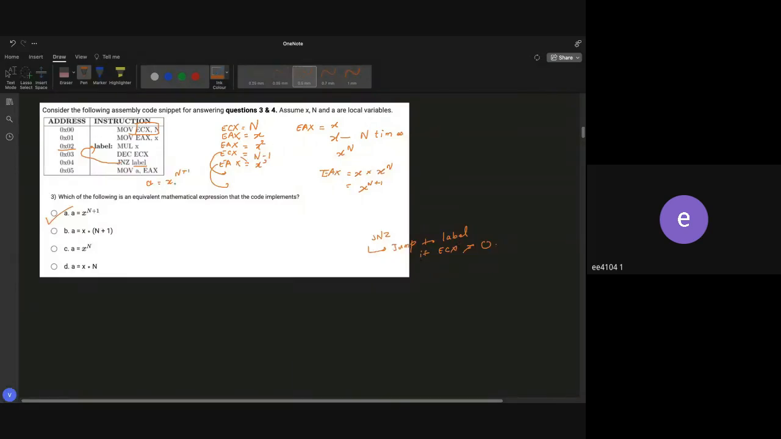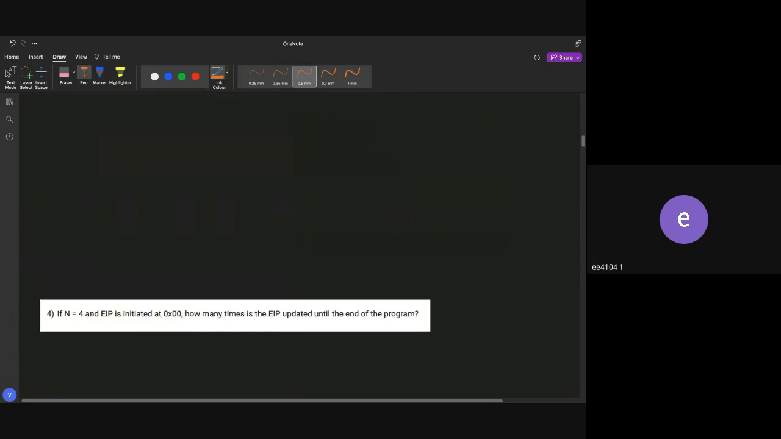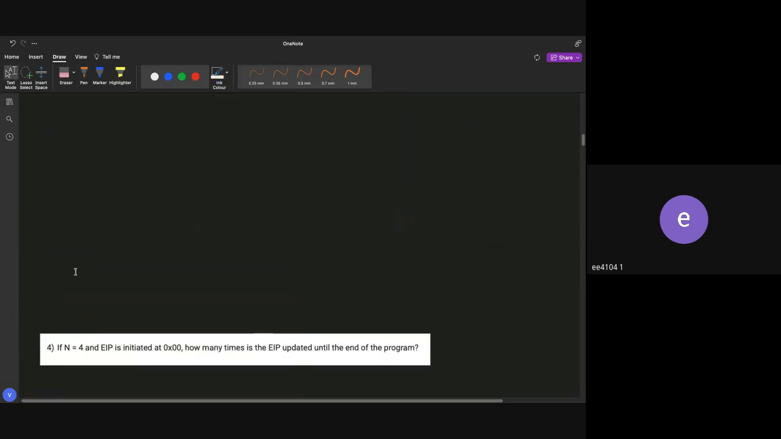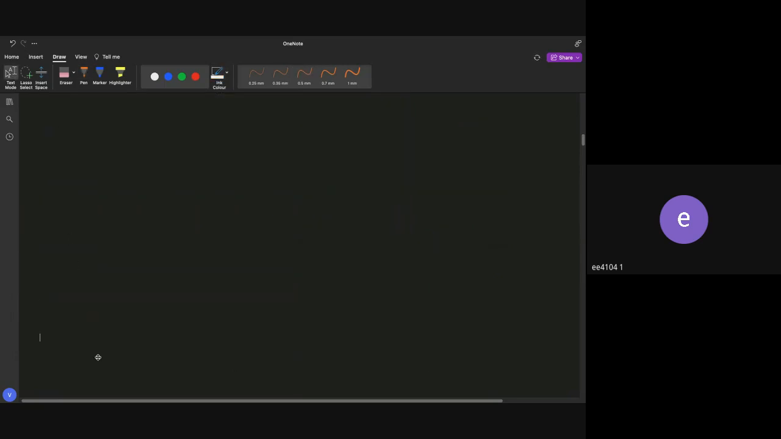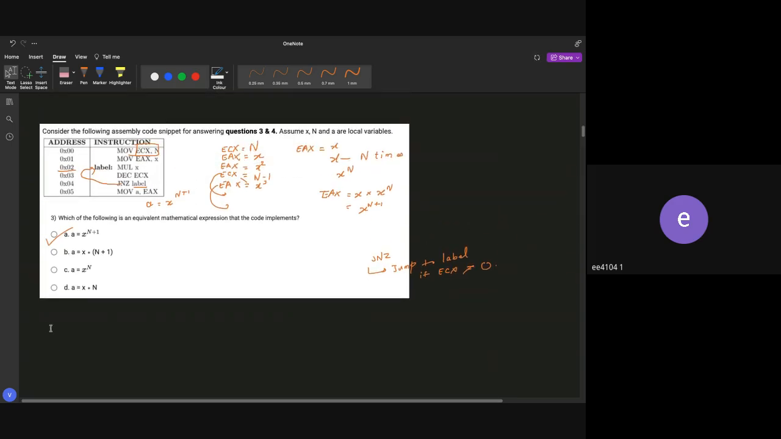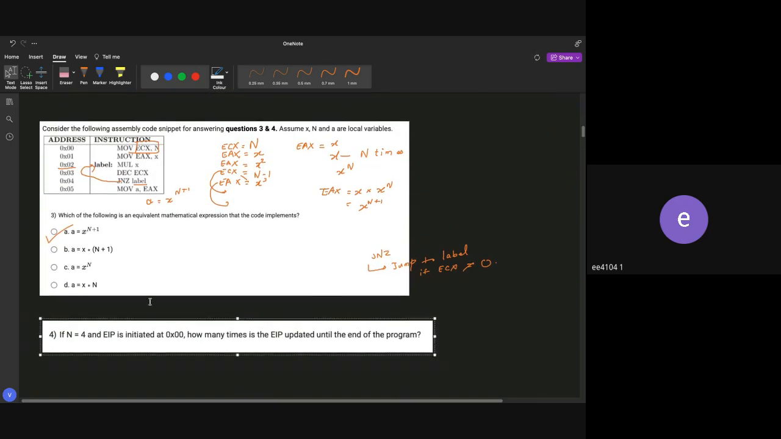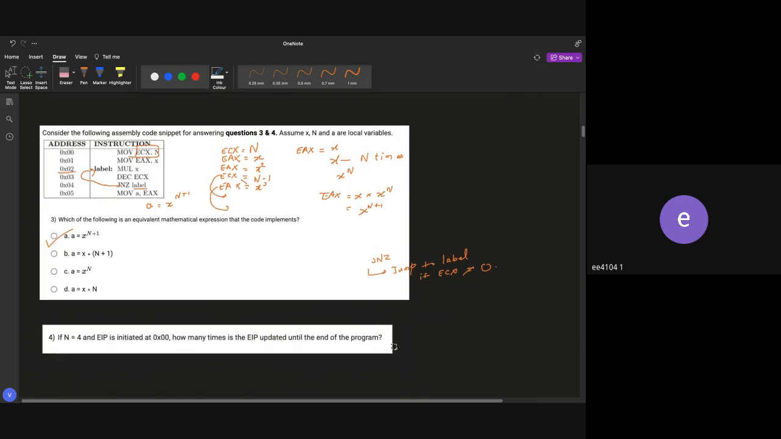Okay, so we have a sub question, a sub part of the same question. So try to solve this as well. Try to solve this and you can write the answer in the chat, okay? So take your time and try to solve it.